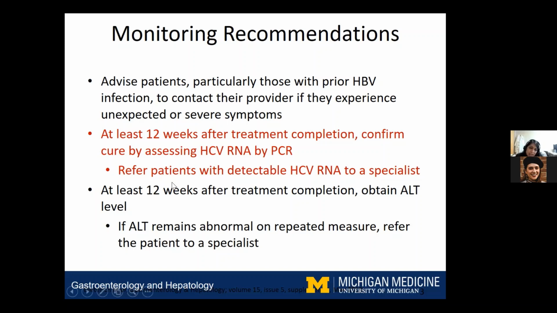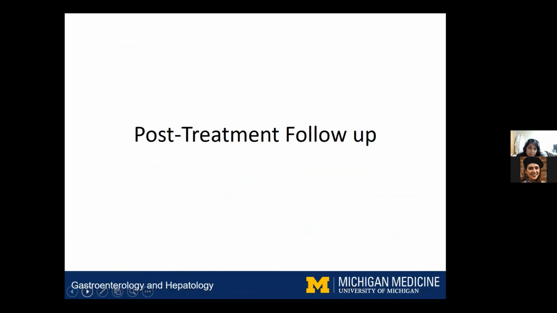In somebody in whom the ALT remains abnormal on repeated measures after they've been cured of hepatitis C, you may want to consider referring those patients to a specialist, just to make sure there isn't any other monitoring or workup for other liver diseases that patient needs.